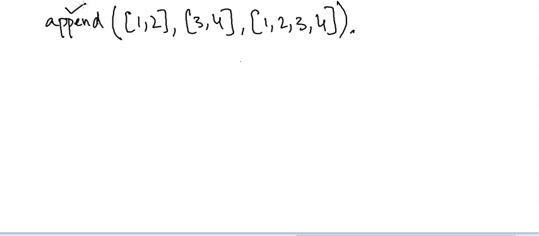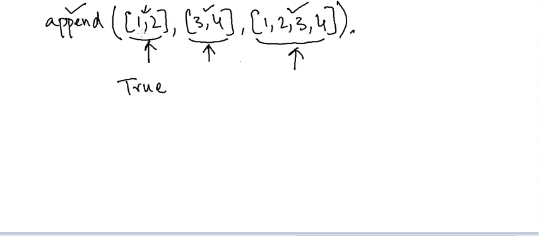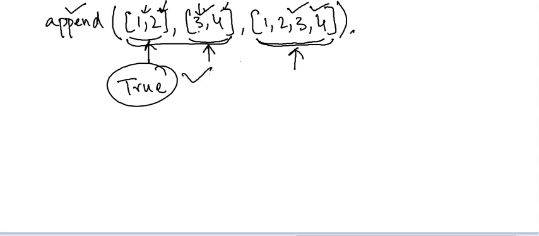Okay, what about this one? In this case, we are asking a question from Prolog, and we are saying, if we use this as the first array and if we use this as the second array, then is this going to be the final result? Is this going to be the result of appending this array to this array? The answer in this case is going to be true, because when you append 1 comma 2 with this array, 3 comma 4, the result is going to be 1 comma 2 comma 3 comma 4. So this is going to return true as a result.